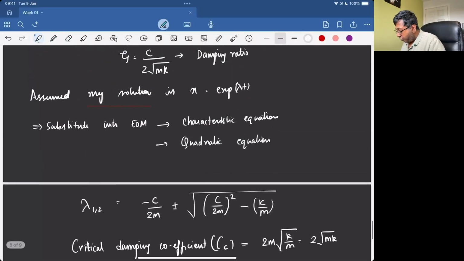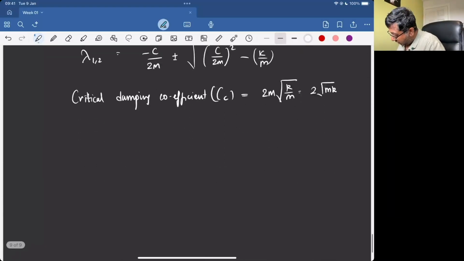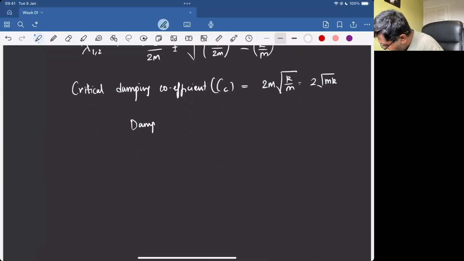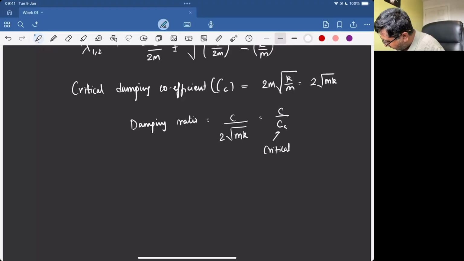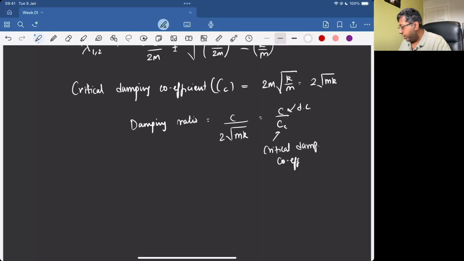So now if you go back to your damping ratio here, our damping ratio is nothing but c divided by 2 square root of m into k, that is nothing but c divided by Cc. So this is our critical damping coefficient, and this is our damping coefficient. It's some kind of a ratio that says how close is your damping coefficient to the required critical damping coefficient of this system, right?